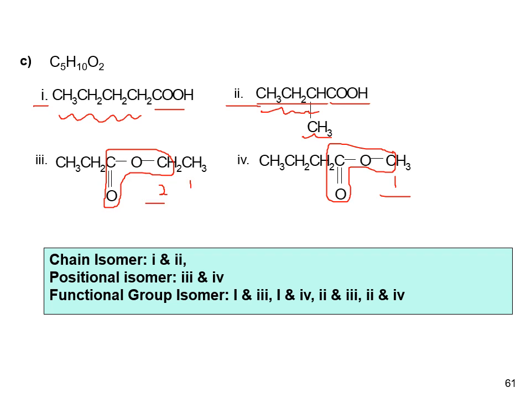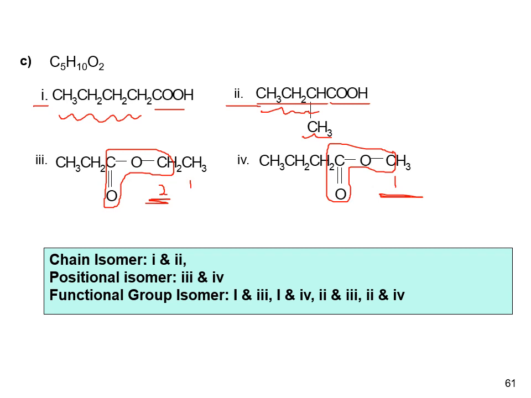And then what is the relationship between 3 and 4? Positional isomer. Because they have the same functional group, just at different positions. So this starts at carbon 1, but this one starts from carbon 2. So they have the same functional group but different positions. So it's positional isomer.